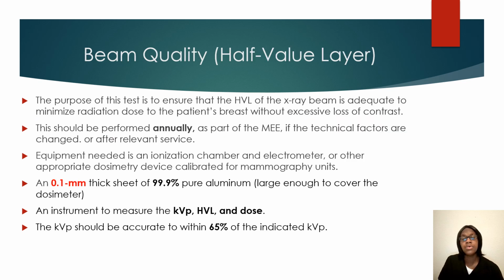For your beam quality or half value layer, the purpose of this test is to ensure that the half value layer of the X-ray beam is adequate to minimize the patient radiation dose. This should be performed annually as part of the MEE if the technical factors are changed. A 0.1 millimeter thick sheet of 99.9% pure aluminum must be large enough to cover the dosimeter. You want to make sure that it's going to measure the kVp, the half value layer, and the dose, making sure that the kVp should be accurate to within 5% of the indicated kVp.